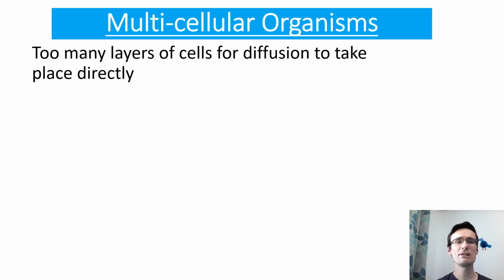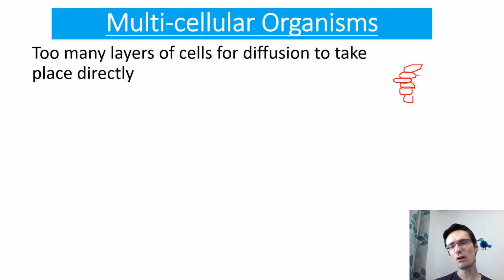But in multicellular organisms, there are too many layers of cells for diffusion just to take place across. And this is a big issue, because let's imagine your arm. That's probably got a billion cells in it. Diffusion may work effectively across maybe one or two cells, so it's going to struggle to get anywhere.